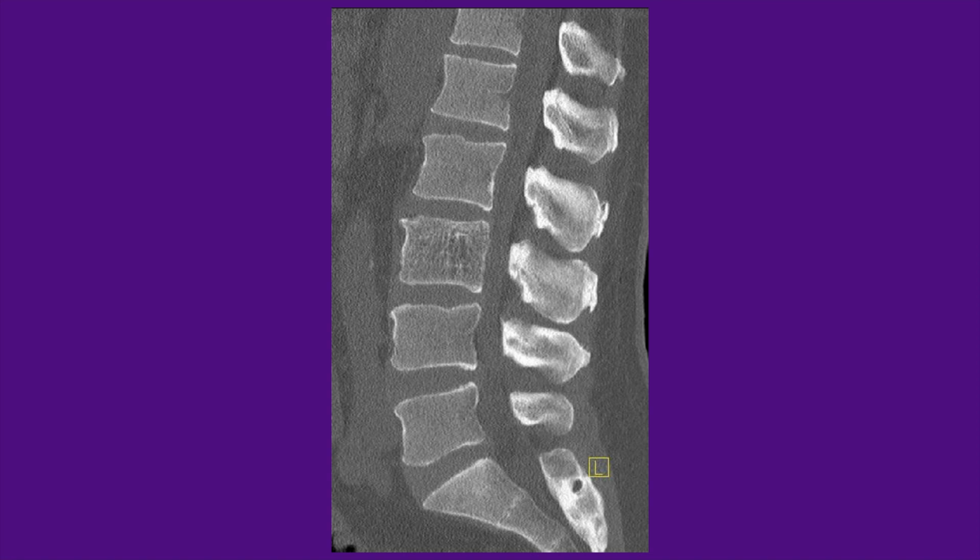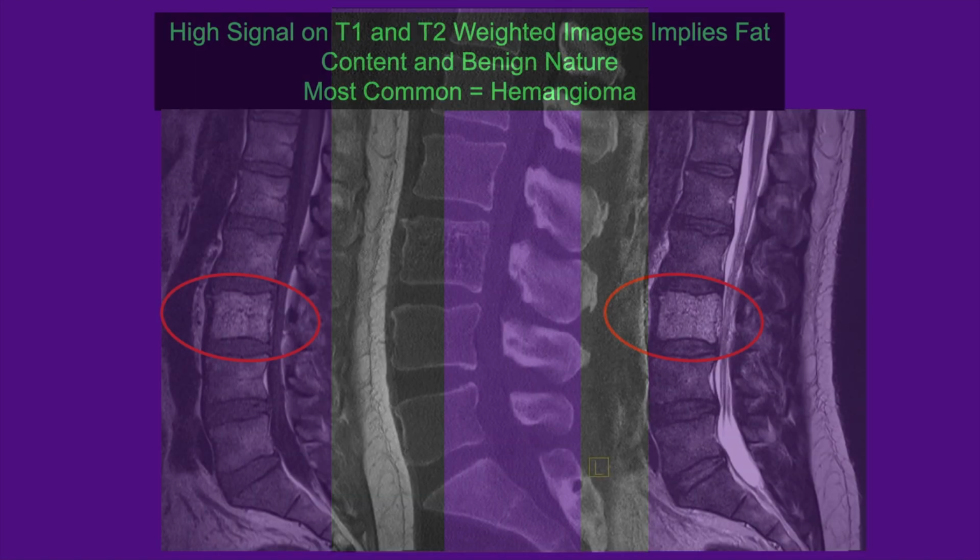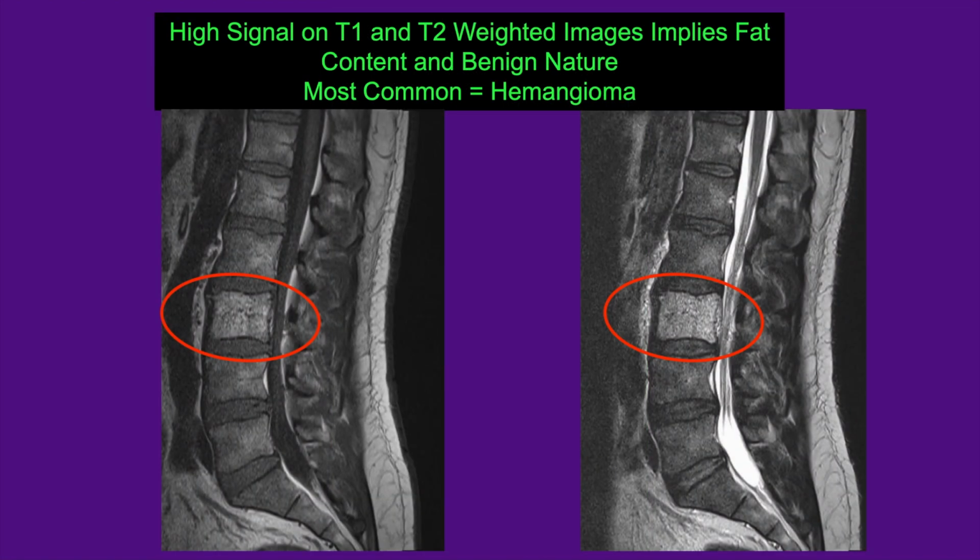Here, a typical benign lesion. You can see at L3, you have a striated appearance to the vertebral body. When we go to the MRI, you can see that that particular vertebral body is brighter than the surrounding vertebral bodies on both T1 and T2 weighted images. That's due to the presence of a large amount of fat, and this is characteristic of the benign hemangioma.